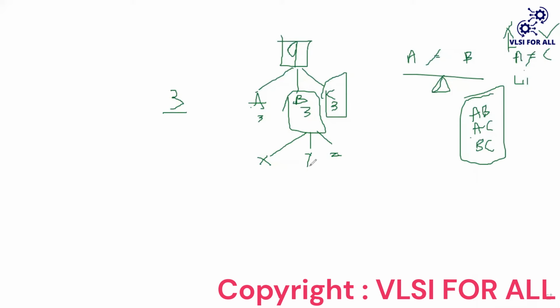So now we will only do 1 iteration here. We'll just weigh X and Y, right? If X is equal to Y, then Z is the defective ball. If X is not equal to Y, whichever is the heavier one, that is the defective one. Likewise, if Y is the heavier one, then Y is the defective ball. So here we do only 1 iteration. So in total, we do only 4 iterations. Yeah, here our aim is to find out the defective ball with the minimum number of iterations.